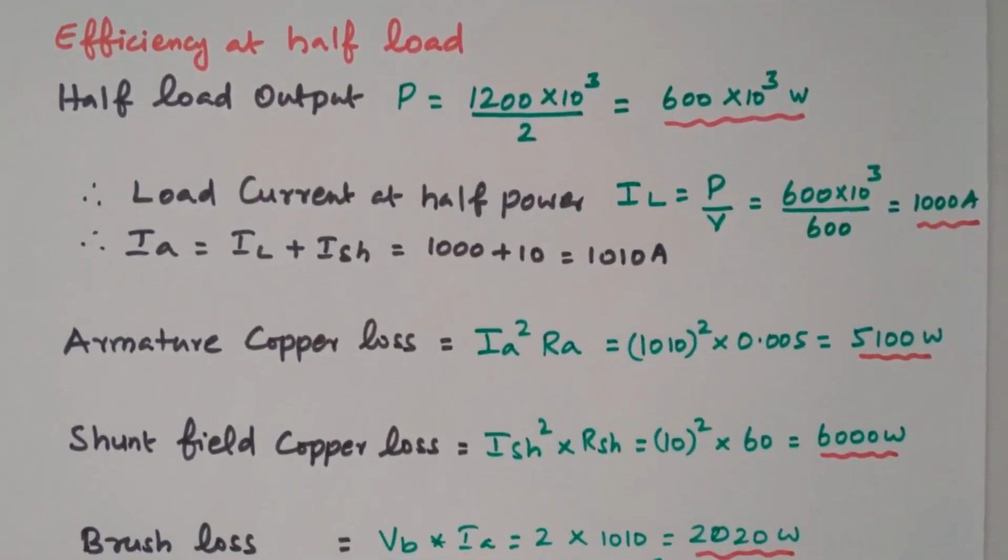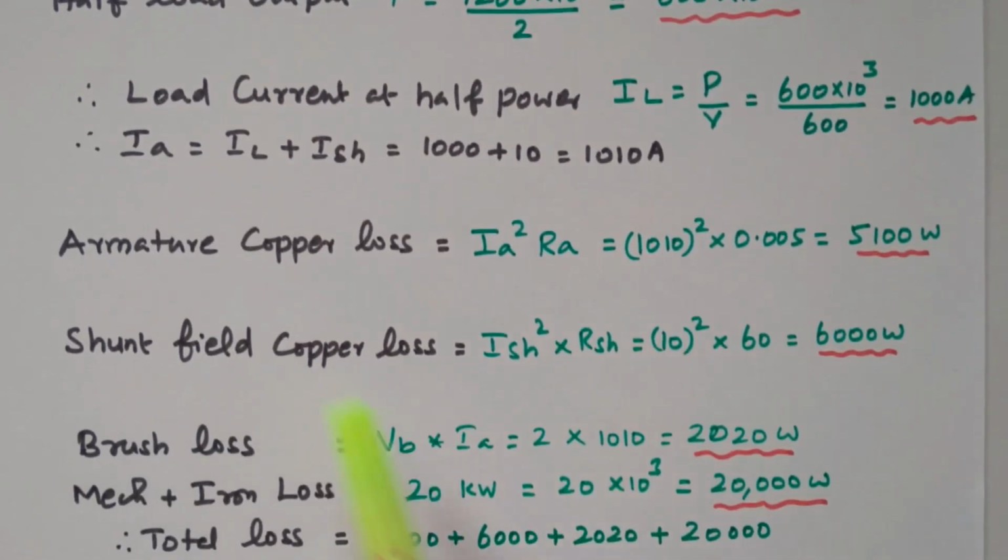We can repeat the same process again. Armature copper loss, IA square into RA. So 1010 square into 0.005, that is 5100 watts. Shunt field copper loss, ISH square into RSH. So that is equal to 10 square into 60, that is 6000 watts. So this is independent of the load. So the same 6000 watts will be calculated for full load also.